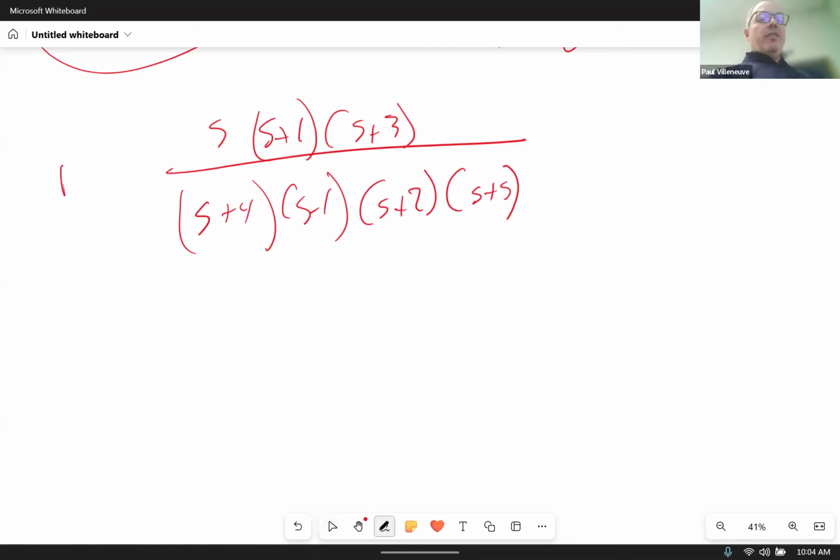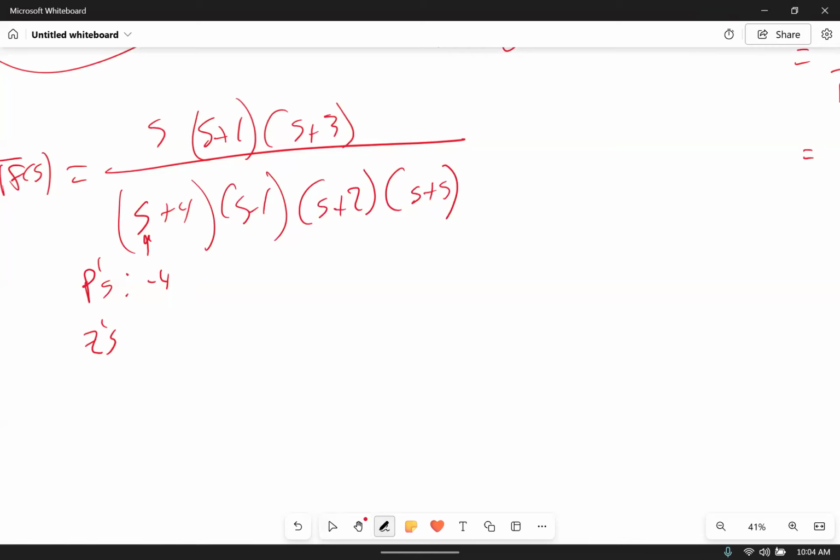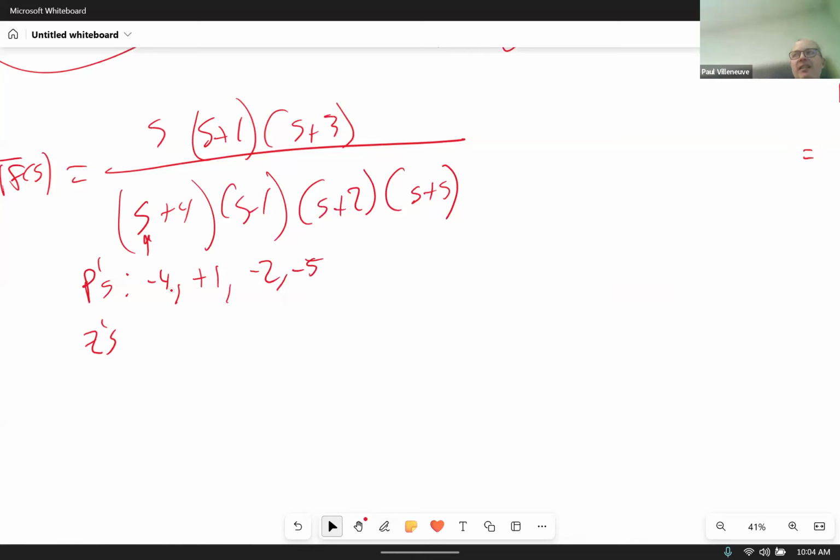So this is my transfer function. I've got two polynomials, one in the numerator, one in the denominator. Now what I need to do is identify the p's, or the poles, and the z's, or the zeros. I have one at -4 because if I plug in -4 there, I get 0, right? I multiply it by 0. -2, +1, -2, -5, -5. For the zeros, those are in the numerator. I have 0, -1, and -3.